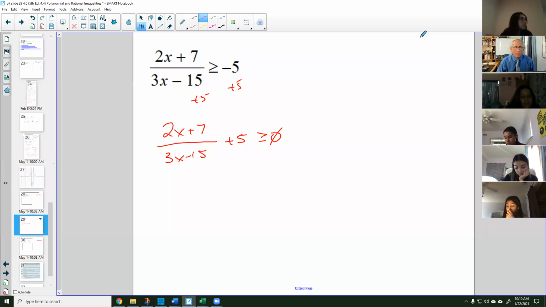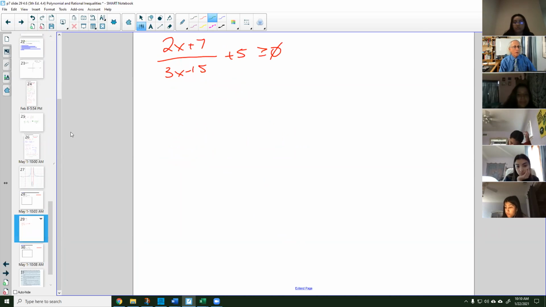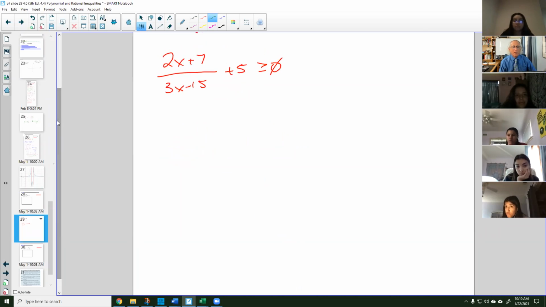Okay, so we got the first step where we got to get everything on one side and the other side equal to 0. So, what do I do next? What do I got to do here? Do you multiply, get a common denominator? I got to get a common denominator. How are you going to help me get a common denominator? You would multiply 3x minus 15 to the 5.